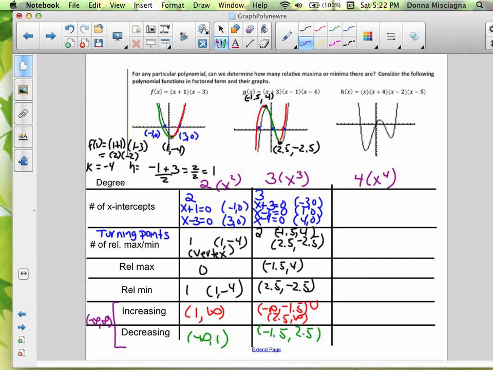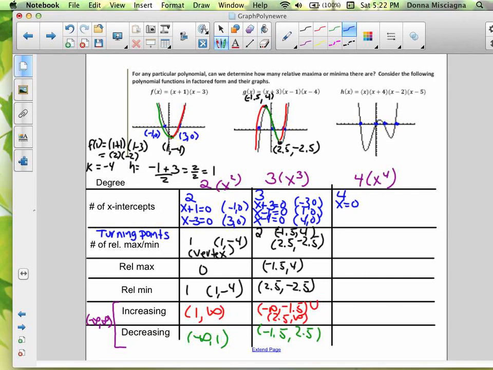All right, so number of x-intercepts. We have an x-intercept here, here, here, and here. All right, so there are 4 x-intercepts, and that's why we're at degree 4. Right, and so our x-intercepts are, well, x equals 0. Then we have x plus 4 equal to 0.